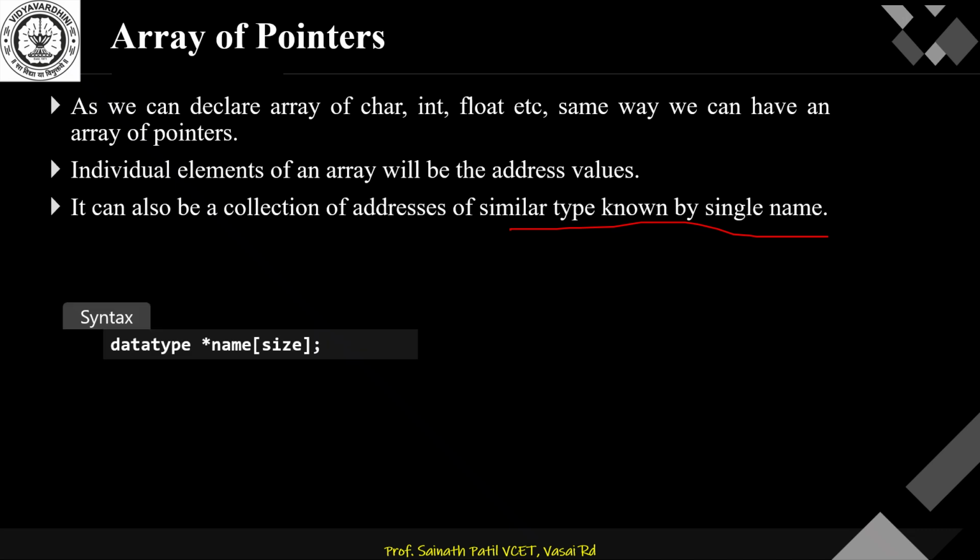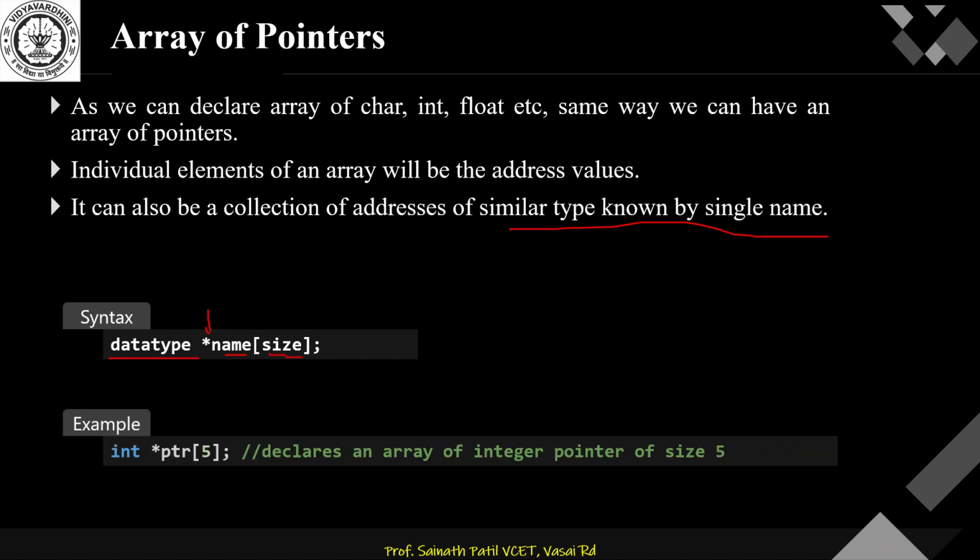For example, the syntax: we give the data type, that is the data type of the elements to which the pointers point, then star, which signifies it is a pointer, then the name, which is the pointer name, and the size, how many addresses are going to be stored in that array. For example, int *ptr[5] means ptr is a pointer array that will store the addresses of 5 individual integer elements.